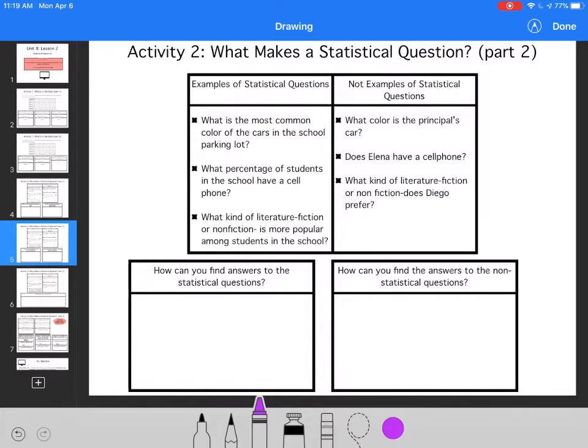So how can you find the answers to statistical questions? Well, I'd have to ask a lot of people. So I could do a survey, kind of like a Google form. So I'd have to survey. How can you find the answers to non-statistical questions? Well, I would just go ask the person.